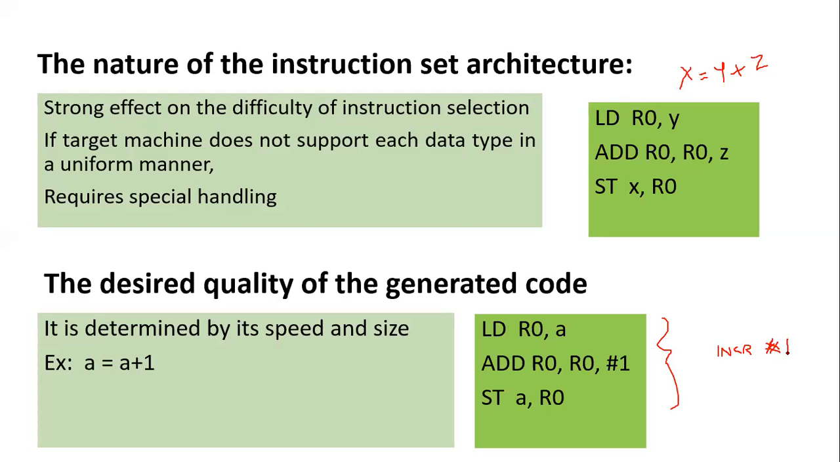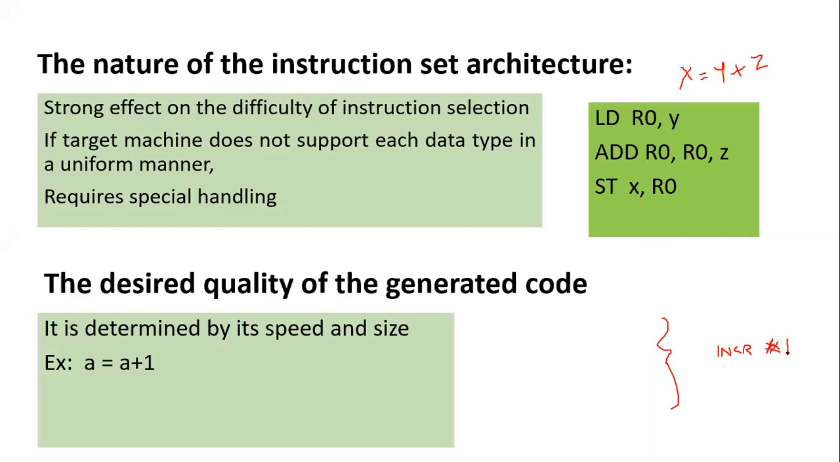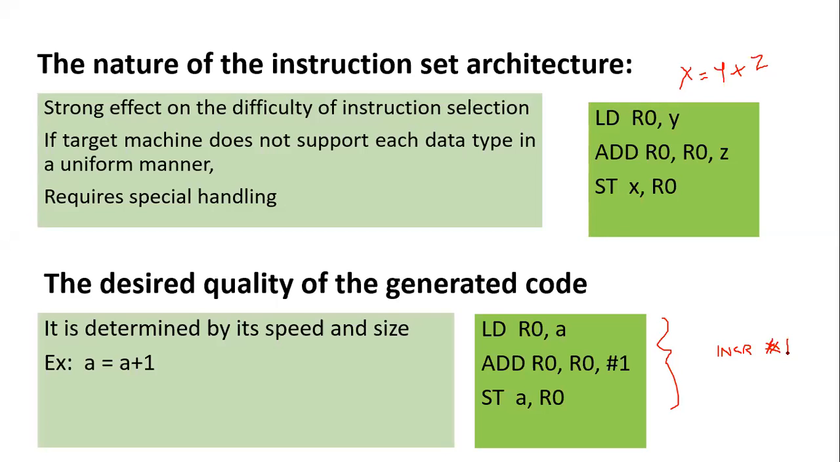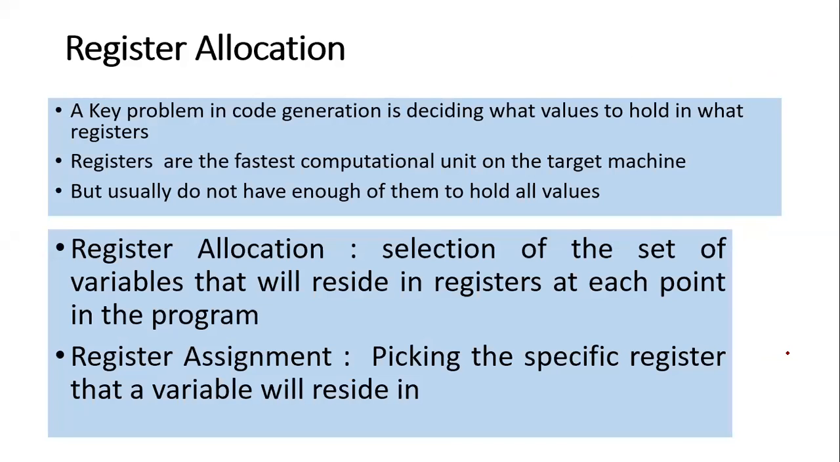Okay, this is what you have to discuss under the heading instruction selection. Next topic is register allocation. This is the next issue in designing the code generator. Register allocation means what to consider. A key problem in code generation is deciding what values to hold in what register. Okay, that is a very important aspect.